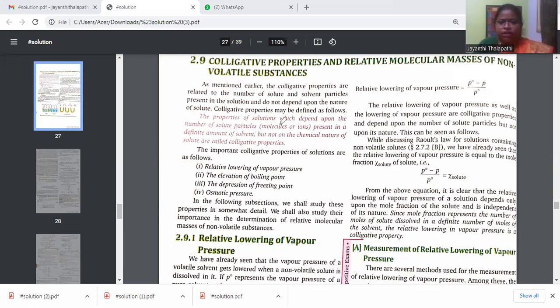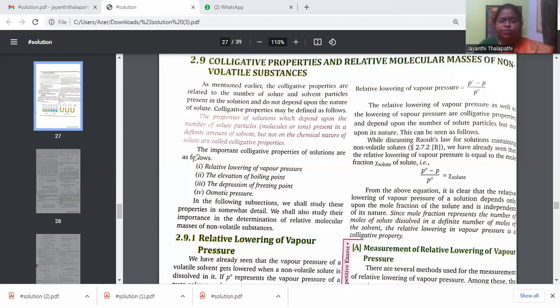See again, a property of a solution that depends on the number of solute particles, which means how many ions or how many molecules are present in it. It's about the number of solute particles, not about the nature, whether it's acidic or basic. It doesn't matter about the nature of the solution, right? It's only about the number of solute particles.